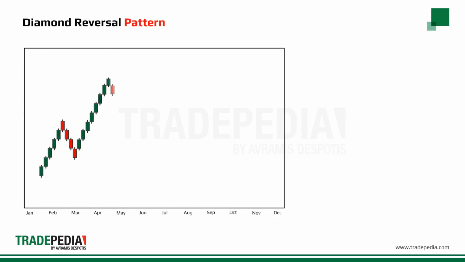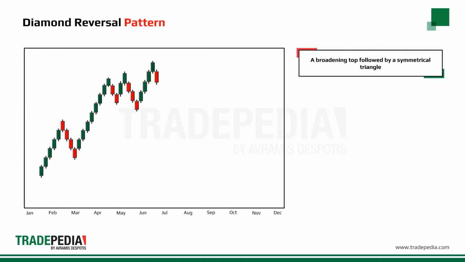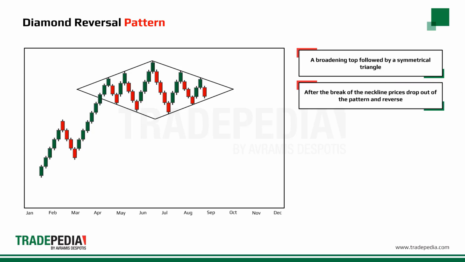Another reversal pattern is the diamond reversal. Think of a diamond as back-to-back symmetrical triangles, a broadening top followed by a symmetrical triangle, or a complex head and shoulders top. As prices climb, they form higher peaks and lower troughs until the process reverses and the range narrows. Do not expect your diamond to be always perfectly symmetrical or diamond-shaped. The break of the neckline is key.